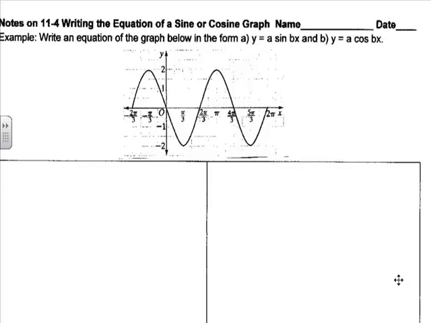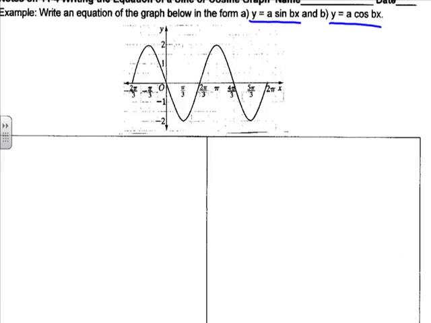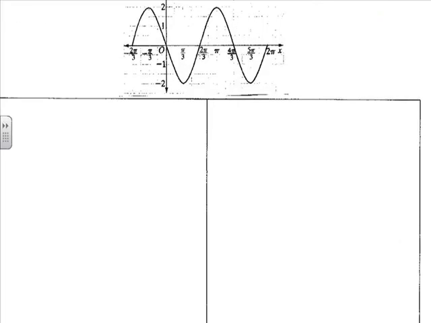Okay, so our job is to take a look at this lovely graph and figure out a way to write it in a form y equals a sine bx and a form y equals a cos bx. So I'm going to give you a step-by-step process. On the left side here I'm going to do sine, and then I'll do the whole thing again on the right using cosine.